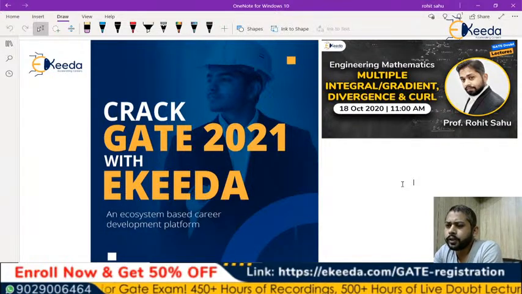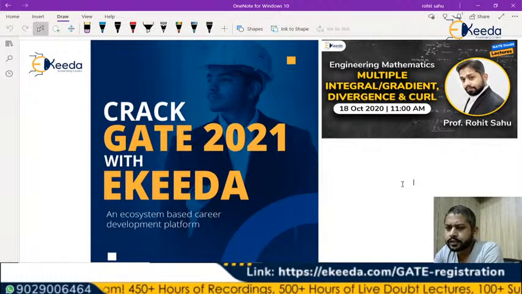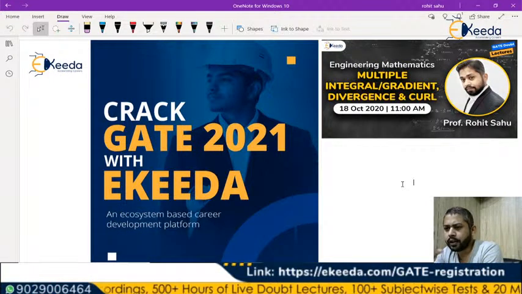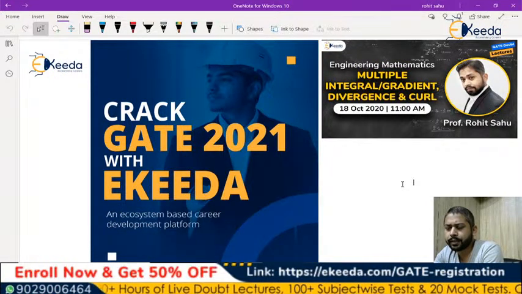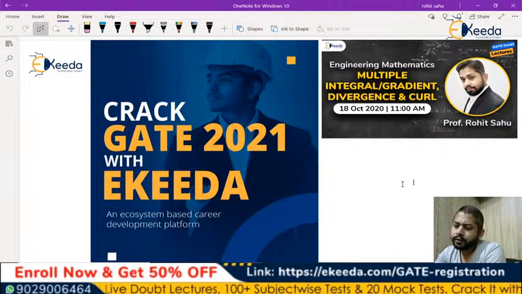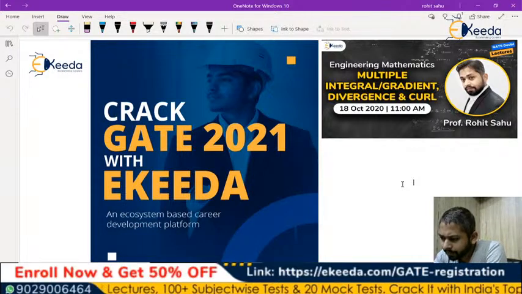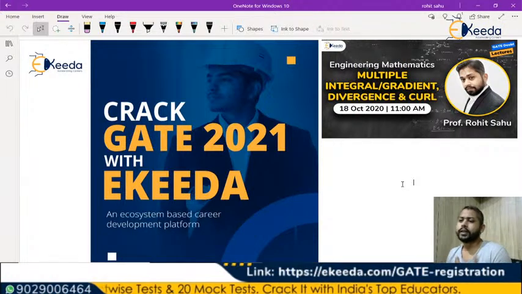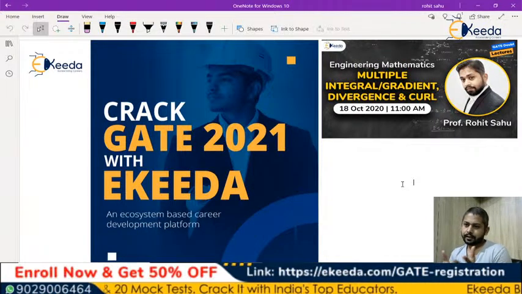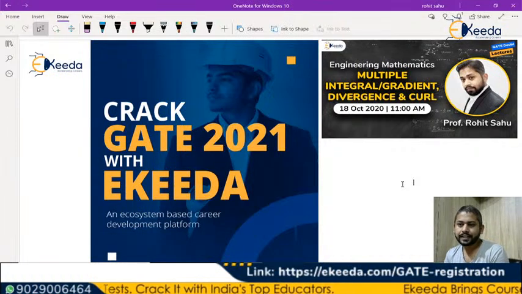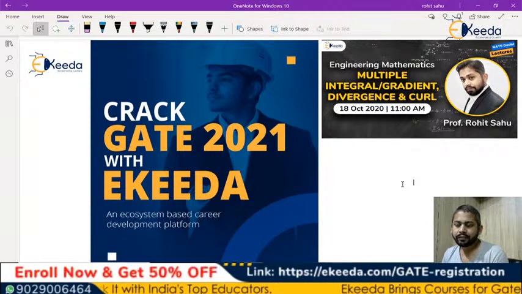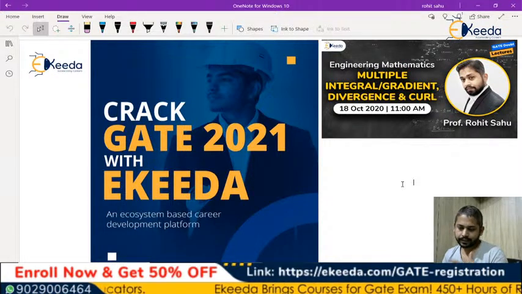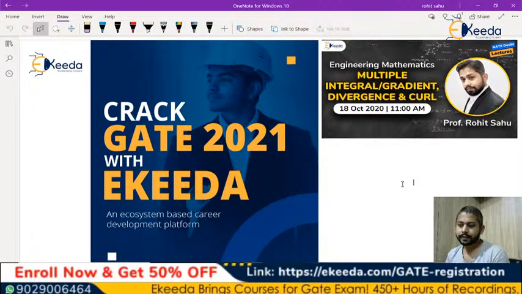So today the first topic we are going to discuss is multiple integral, and in this topic first of all we'll try to find the evaluation of a simple double integration. After that we'll move into understanding the region of integration, the region of double integration. Then we'll also see how to change the order of integration, like if it is dx dy you can change it to dy dx.